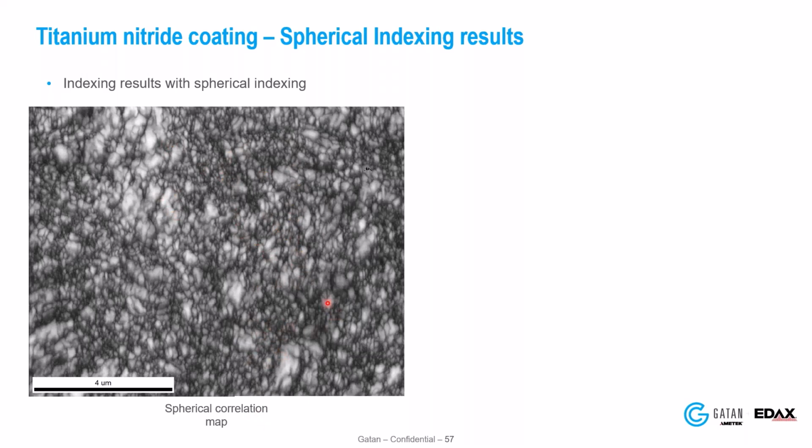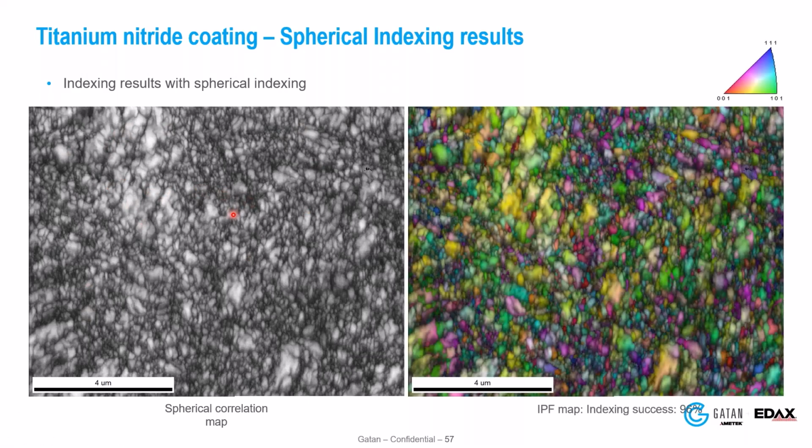So the interior of the grains start to become sharper, and as expected at grain boundaries, we have patterns that overlap. So we don't expect a strong correlation because we have two patterns. It's trying to pick the best one from that. But you can see this map looks sharper and has better contrast and leads to where our indexing rates jumped from the low 20s up to the high 90s on that coating surface.